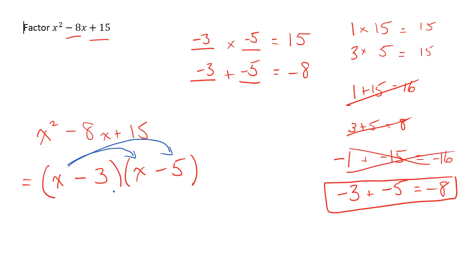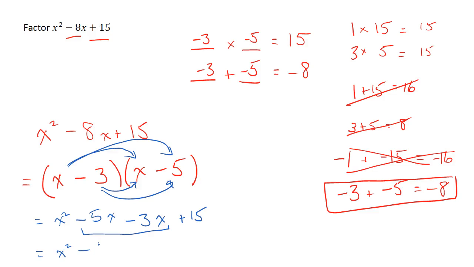So x times an x is x squared. x times a negative 5 is a negative 5x. And then we do the same thing with the negative 3. So negative 3 times the x is negative 3x, and negative 3 times negative 5 is positive 15. And when you group your two like terms together, the negative 5x and the negative 3x, we end up with x squared minus 8x plus 15. So you can see how going from this to this is factored form, and then expanding is just working our way right back to where we started.